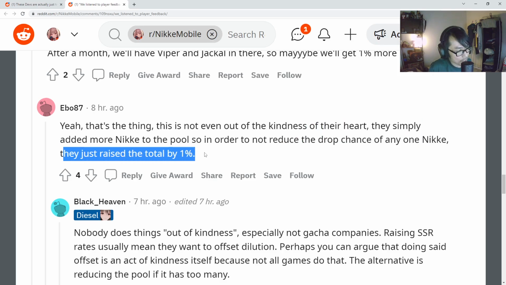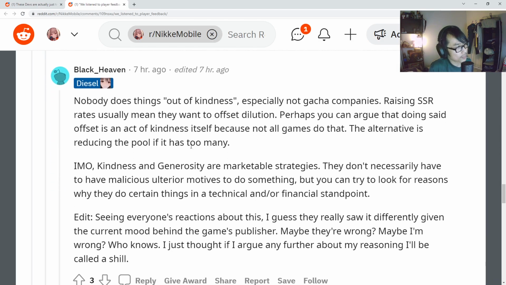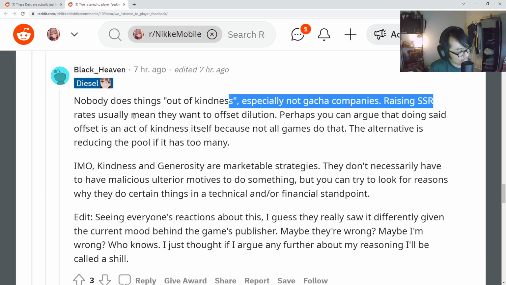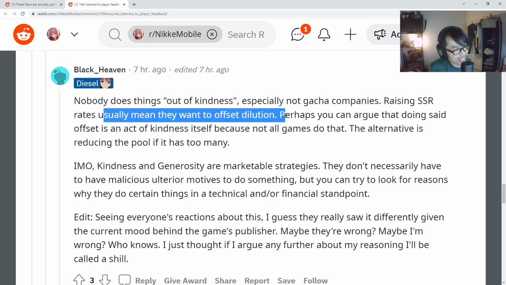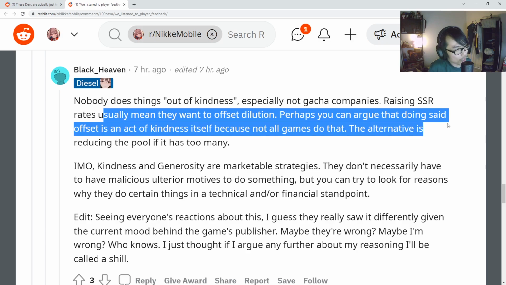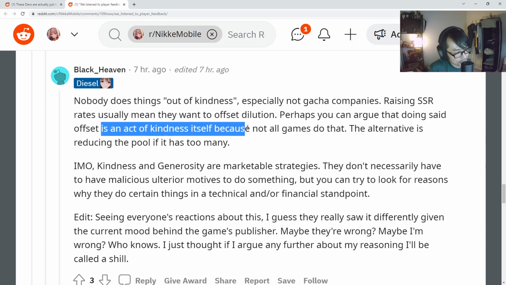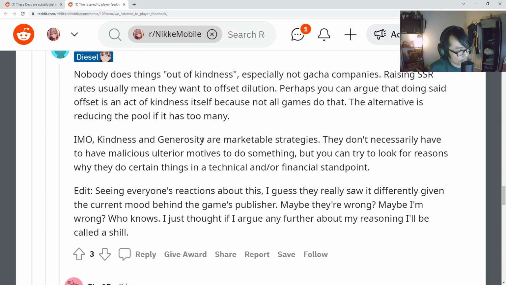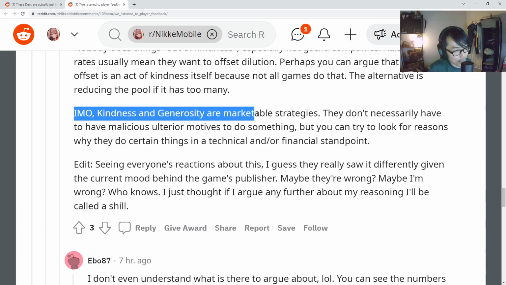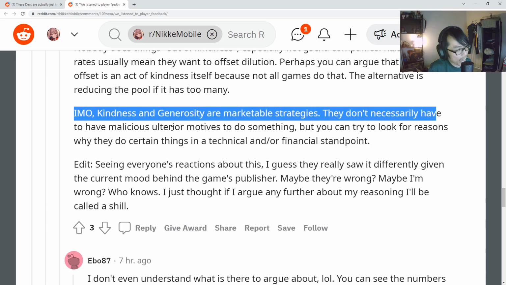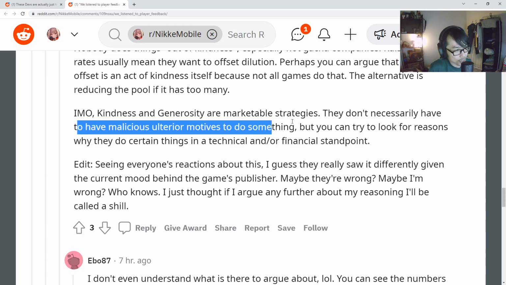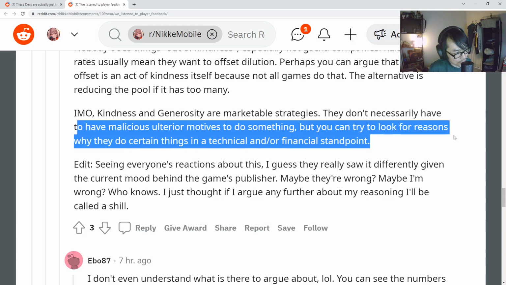They just raised the total by 1%. Nobody does things out of kindness, especially not gacha companies. Raising SSR rates usually means they want to offset dilution. Perhaps you can argue that doing said offset is an act of kindness itself because not all games do that. The alternative is reducing the pool if it has too many. In gacha, kindness and generosity are marketable strategies. They don't necessarily have to have malicious ulterior motives to do something. But you can try to look for reasons why they do certain things from a technical and financial standpoint.